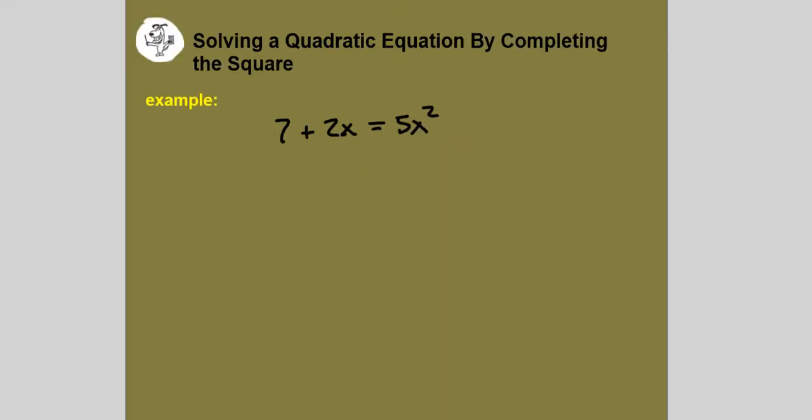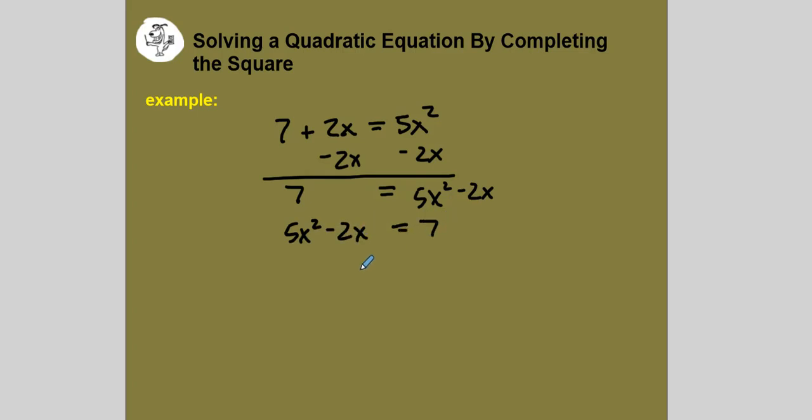All right, so the next problem here, there's many ways you could do this, but I'm going to subtract 2x from both sides first to get the x squared and x terms on the same side. So I get 7 equals 5x squared minus 2x. And then I'm just going to swap the left side to the right side and the right side to the left side. I can do that. So I have 5x squared minus 2x equals 7.